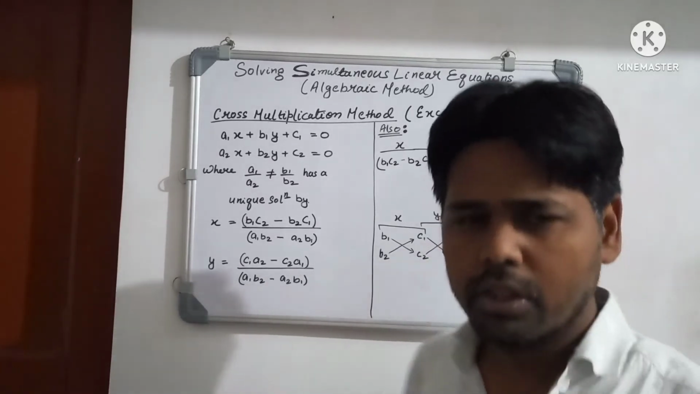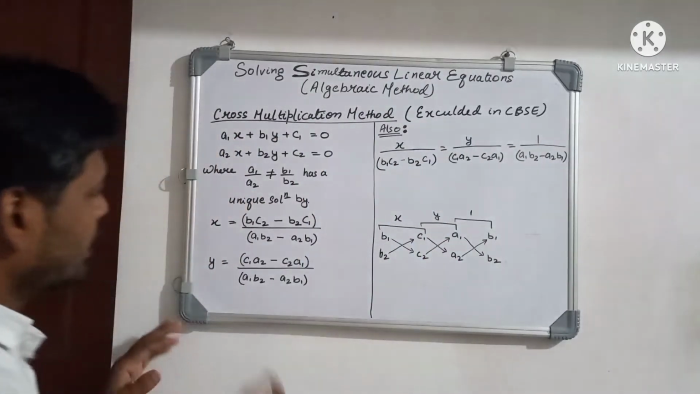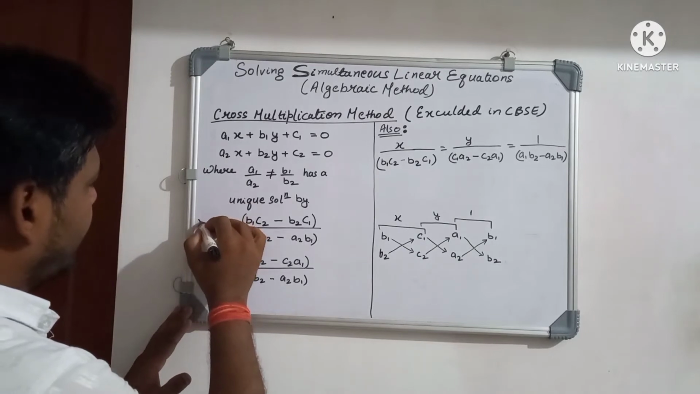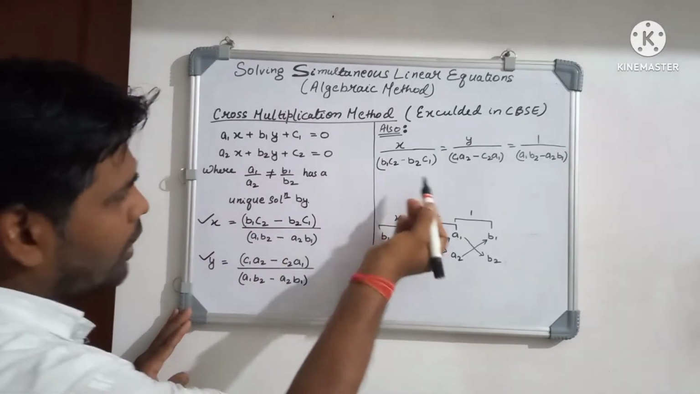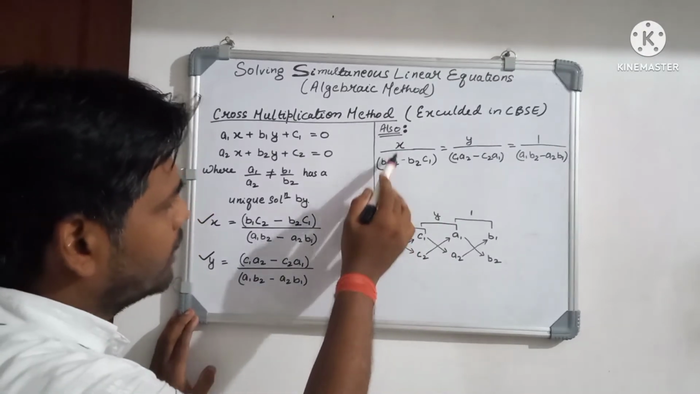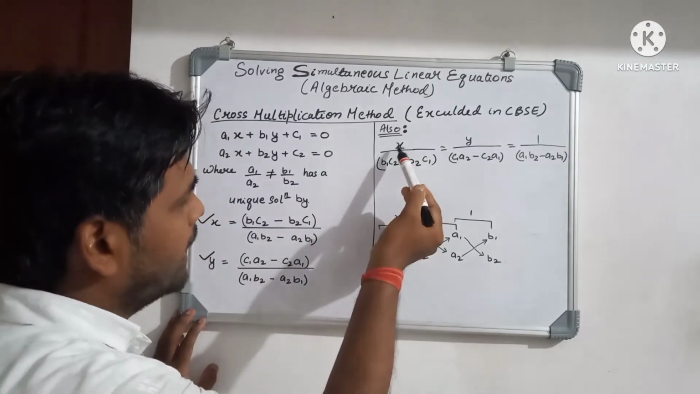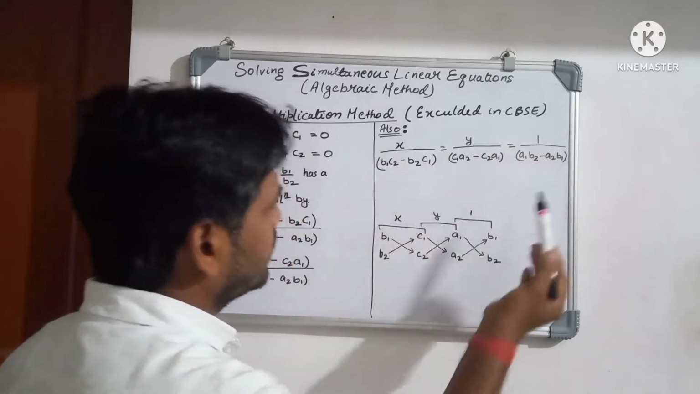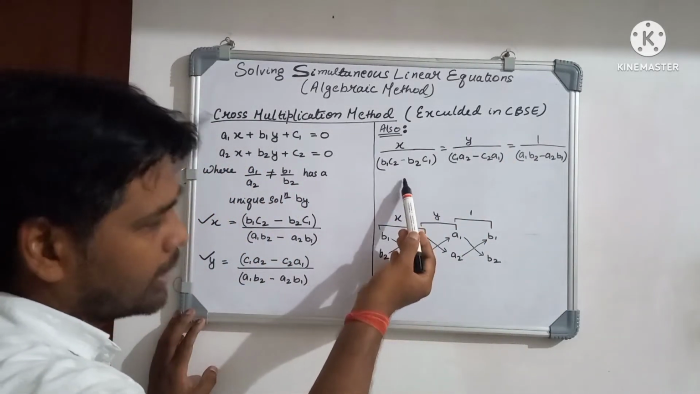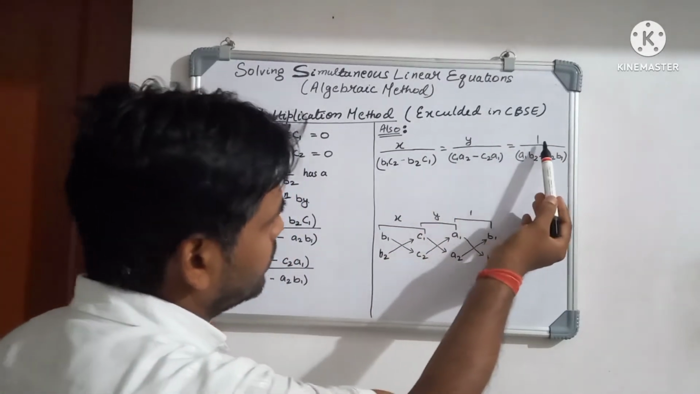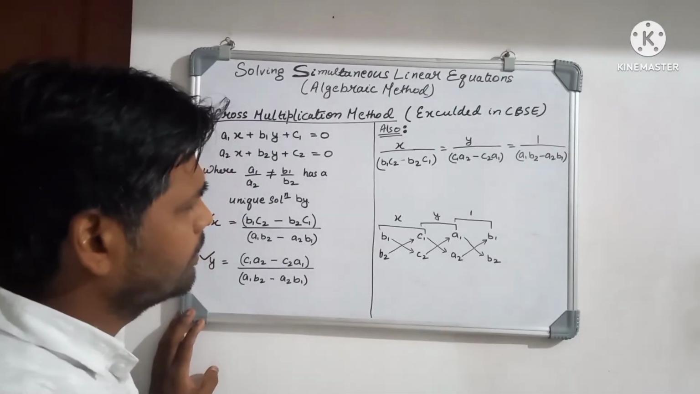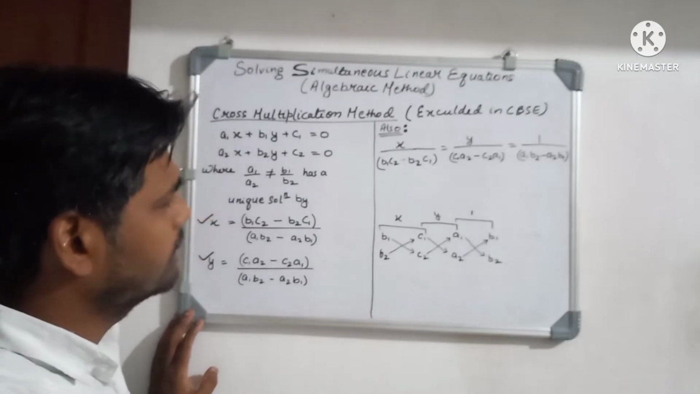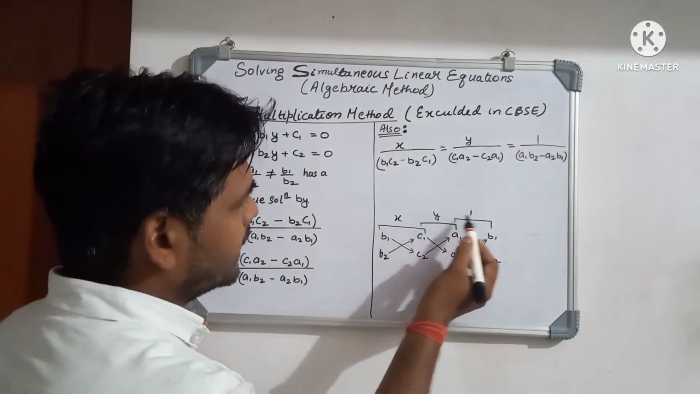So in this manner we would be able to obtain the respective values for x and y, either by using these two formulae or by directly applying the values obtained from this particular equation, where x over this value, y over this value, and 1 over this value. Or we can also obtain it in another manner, that is, x, y and 1.